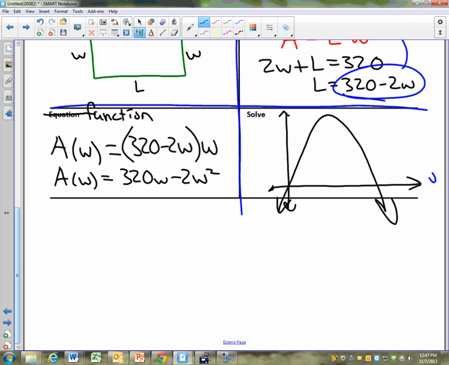Due to the value in front of the squared. So if we were to write this in standard form, say y equals -2w squared plus 320w, you can tell that it has an A value of -2, a B value of 320, and a C value of 0. So it has a y-intercept of 0, and you can tell the -2 makes it go down. Does that answer your question? Good question.